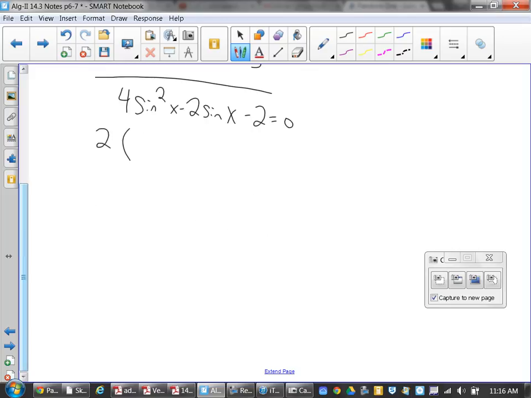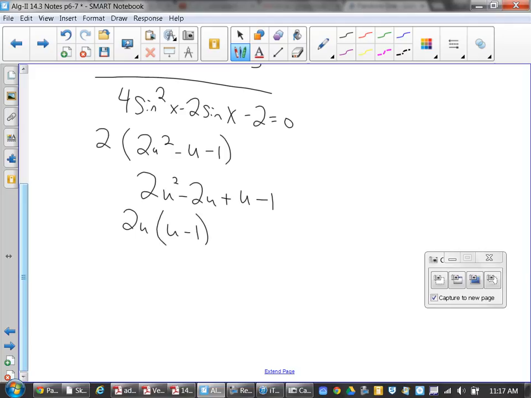I'm going to rewrite it in terms of u real quick. So 2u squared minus u minus 1. So that's 2u minus. What times what is negative 2? You add together to get negative 1, so negative 2 plus u minus 1. That's u squared. So you have 2 sine of x minus 1 is 0, and sine of x minus 1 is 0.